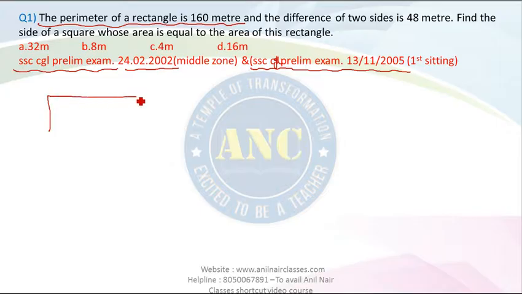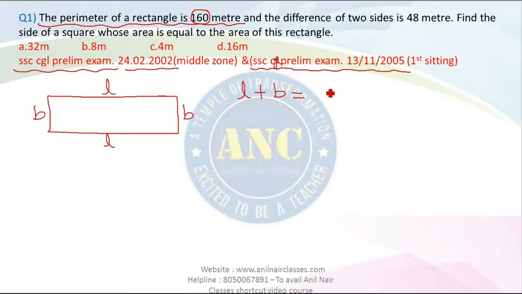That means I have a rectangle. You don't need to draw all these diagrams in your examination; I am drawing for your better understanding. Length of the rectangle is L. Both the opposite sides are equal in a rectangle. Breadth of the rectangle is B, so both the opposite sides B and B will be equal. Perimeter means the sum of all 4 sides: L plus L plus B plus B. That means 2 into (L plus B) is 160. So L plus B is 160 divided by 2, which is 80 meters.